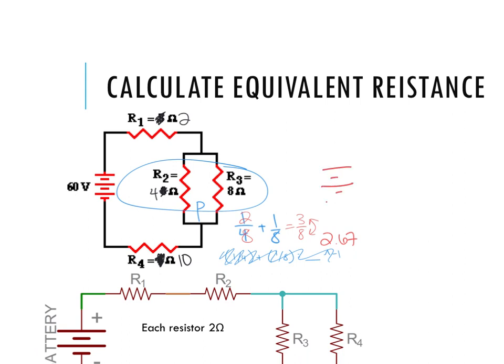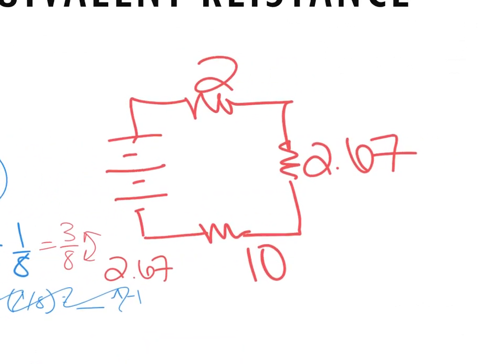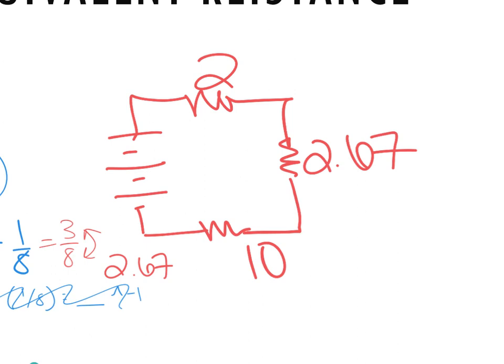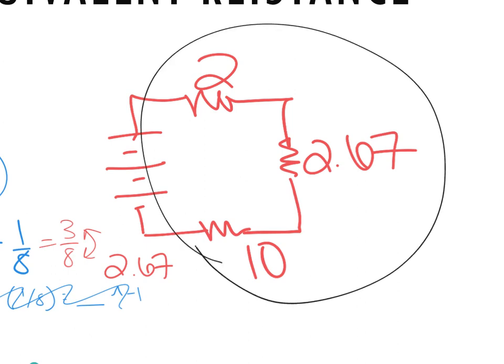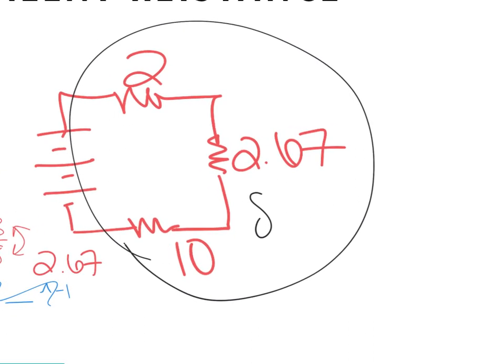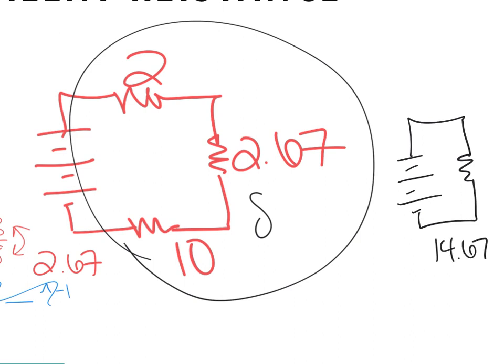So draw your next picture. Practice drawing your next picture. Okay. And then last one. Boom, boom, boom. Those are all in series. So the nice thing once they're in series is it's so much faster because you just add it up. Boom, boom. So you get 10, 11, 12, 13, 14, 14.67 ohms.